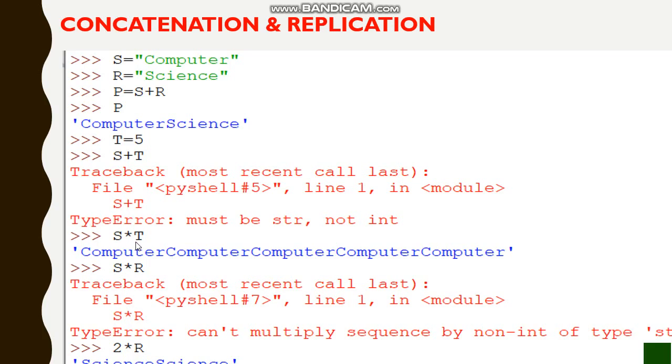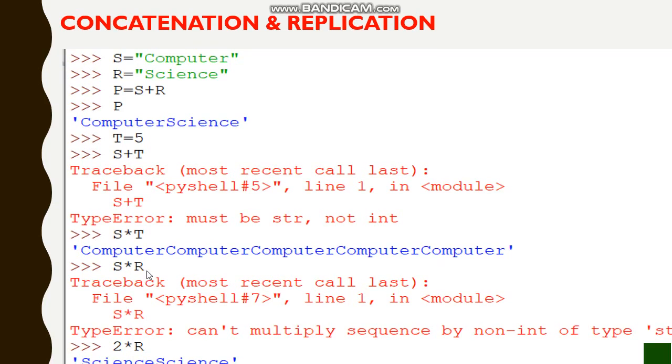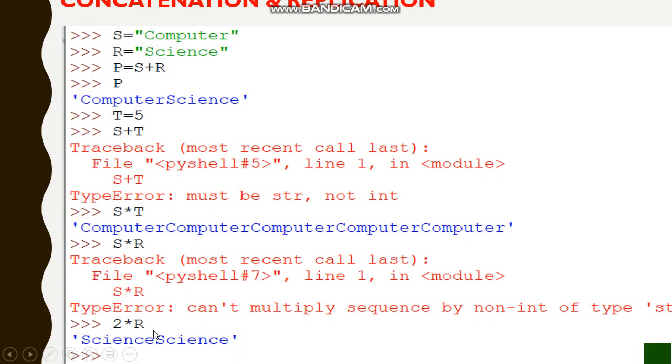For replication, suppose we give S star T, S is "computer" and T is 5, we get the answer like this. That is, the word computer is repeated 5 times. Now, if you try the same thing with 2 strings, it will not work. You can also write 2 star R. R is "science", so you get science repeated twice.